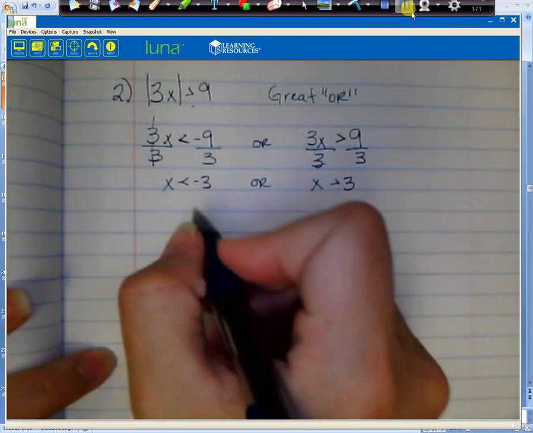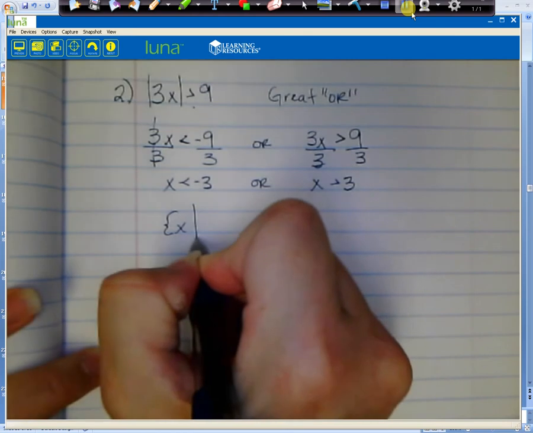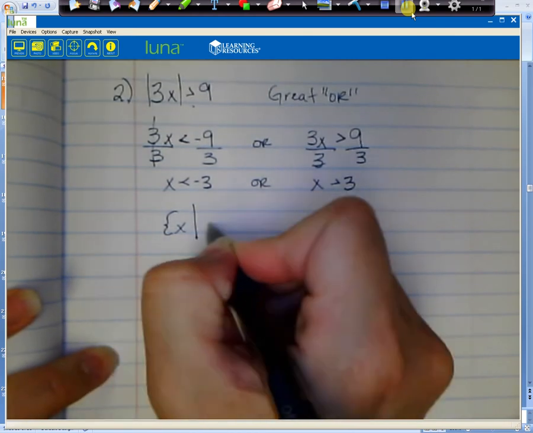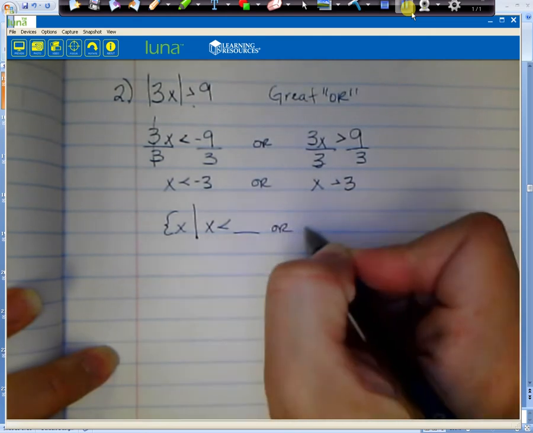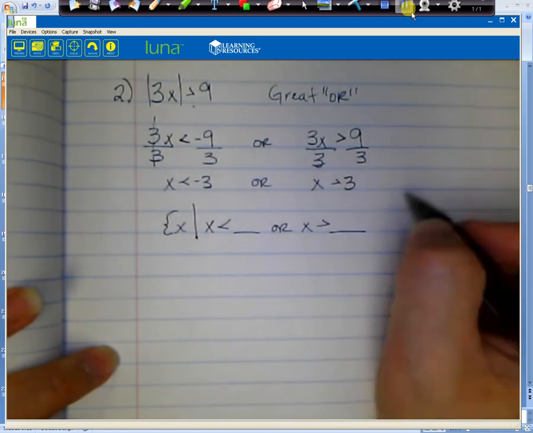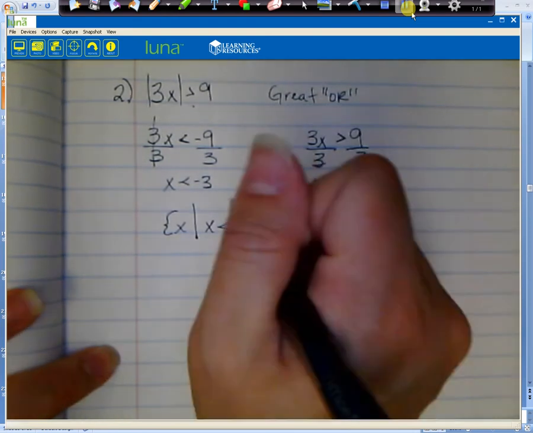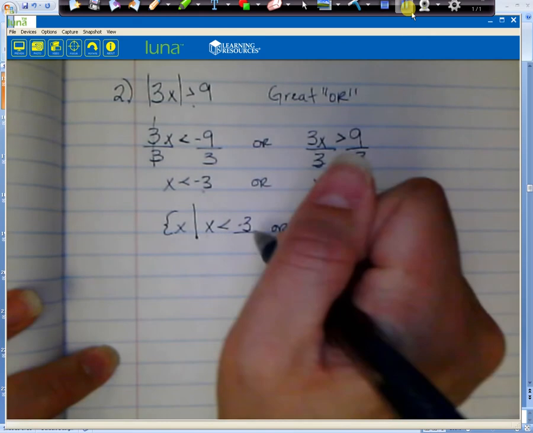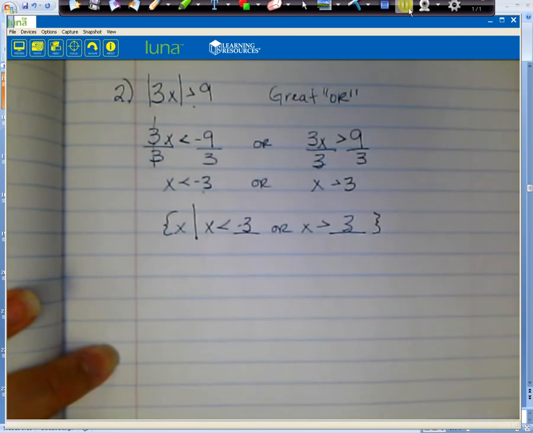So I have to set, and I'm going to say x such that x is less than blank, or x is greater than blank. This is my or set notation. X is less than blank or x is greater than blank. My numbers from least to greatest, negative 3 to positive 3. And now I have solved and set. My next step is to graph.